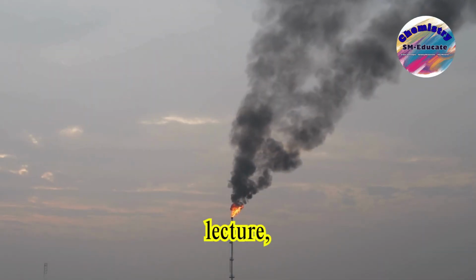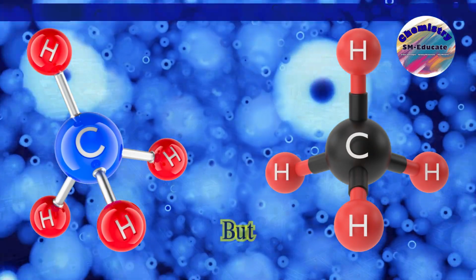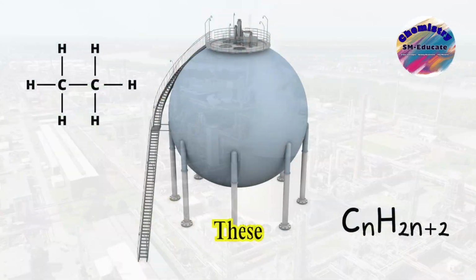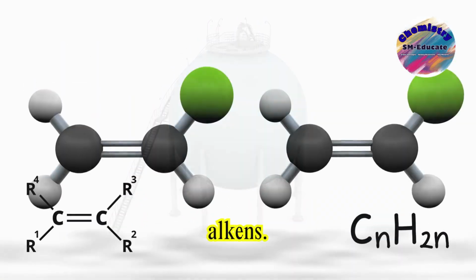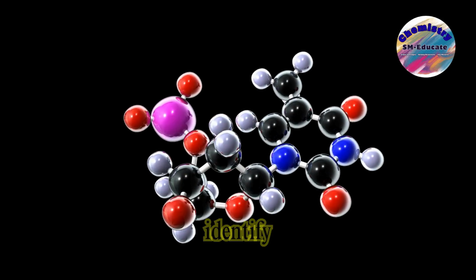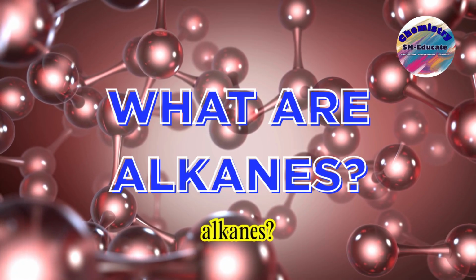In our previous lecture, we learned that hydrocarbons are compounds made up of only carbon and hydrogen. But did you know that hydrocarbons are divided into three important groups? These are alkanes, alkenes, and alkynes. Today, we will learn what they are, how they differ, and how to identify them easily in exams. So let's get started. What are alkanes?